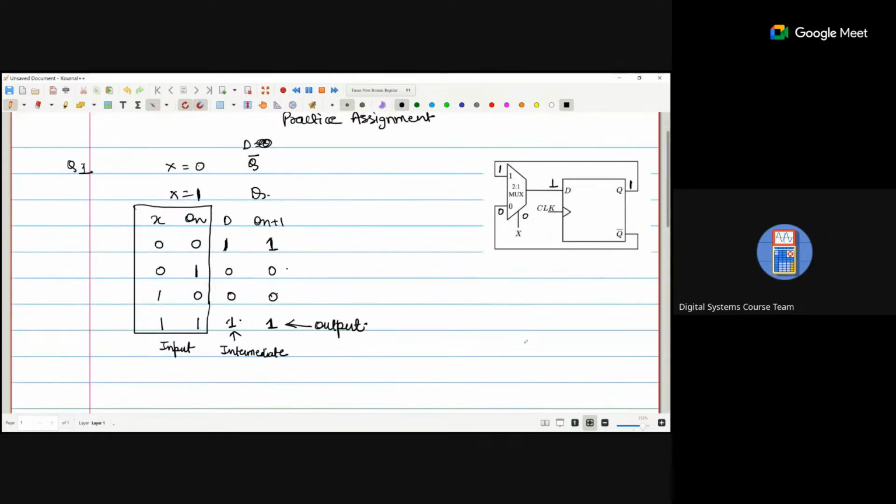Okay, so can I write down the equation of qn plus 1 is nothing but x nor qn, because when qn plus 1 is 1, when x is 0 and qn is 0, so it is x bar qn bar, and when qn is 1, x is 1 and qn is 1, so x qn, so it is nothing but x nor qn.